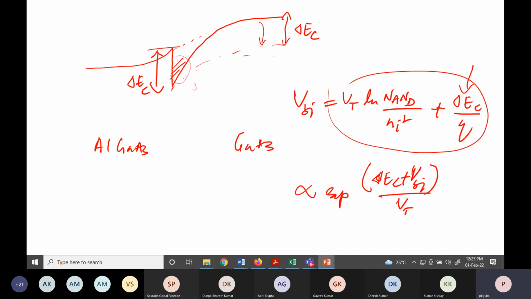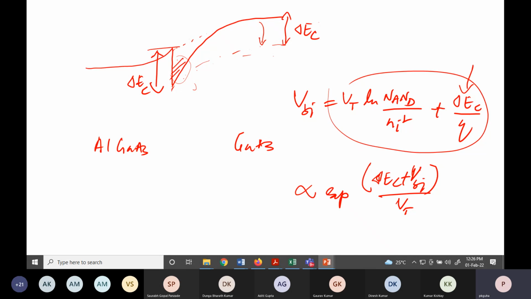That in turn will reduce the depletion region on the gallium arsenide side, or we can also say that it reduces the band bending, okay. So that will in effect reduce the amount of electron in the notch. That is how we can control the current.